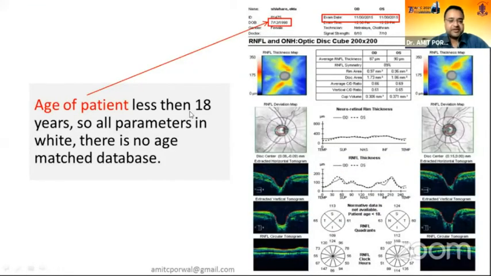Again, age of the patient is very important. For the Zeiss, if the patient is less than 18 years of age, all parameters are white. You can see all these parameters; there's no significance of any color here. There's no red, green, or yellow color. Why? Because there's no age-matched database. For the Zeiss machine, anything less than 18 years has no age-matched normative data. So whatever patient, suppose 15 or 16 years of age, you subject them to OCT, this is what you are going to get. Everything is shown in white.